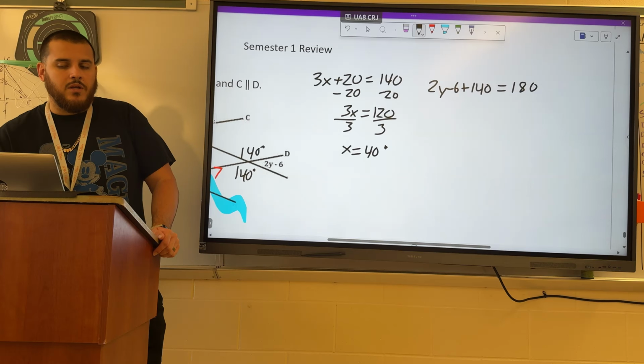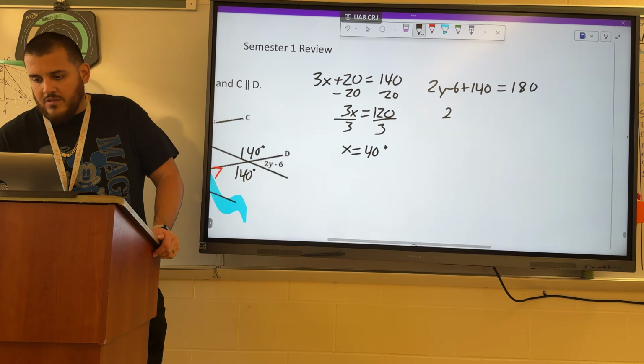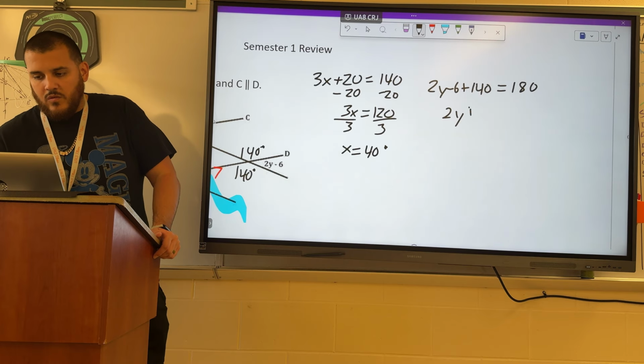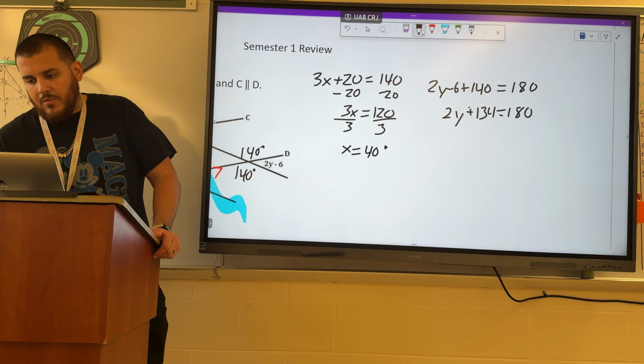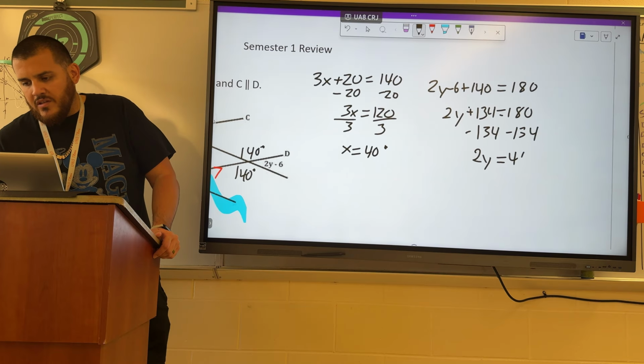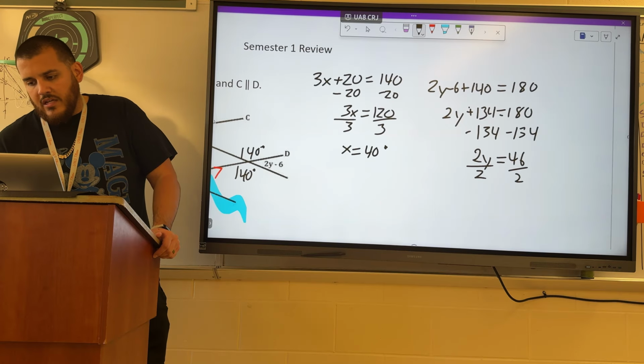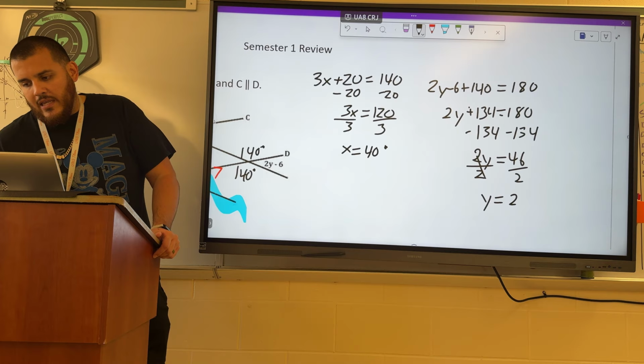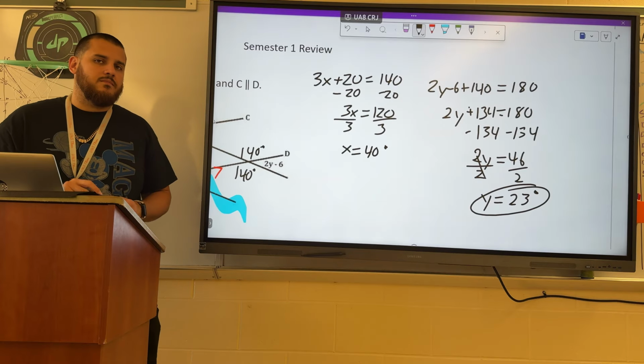And we do the algebra from here to solve, right? We have like terms there on the left. Negative 6 plus 140 gives me positive 134. I can subtract that positive 134 from both sides to get 2y equals 46, and I can divide both sides by 2 to get y equals 23 degrees in this example.